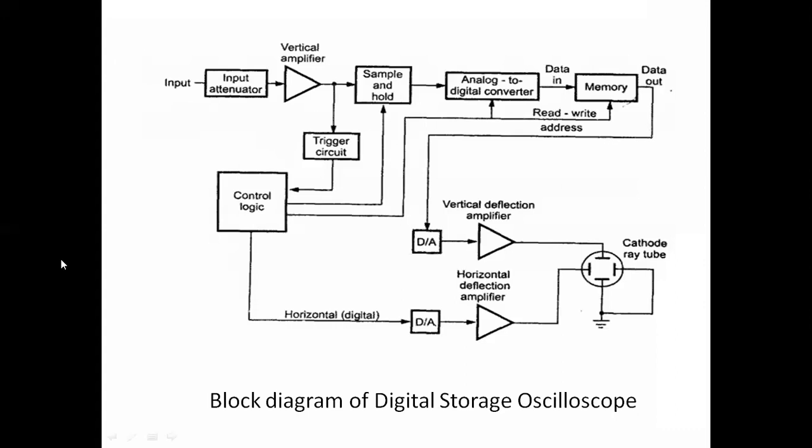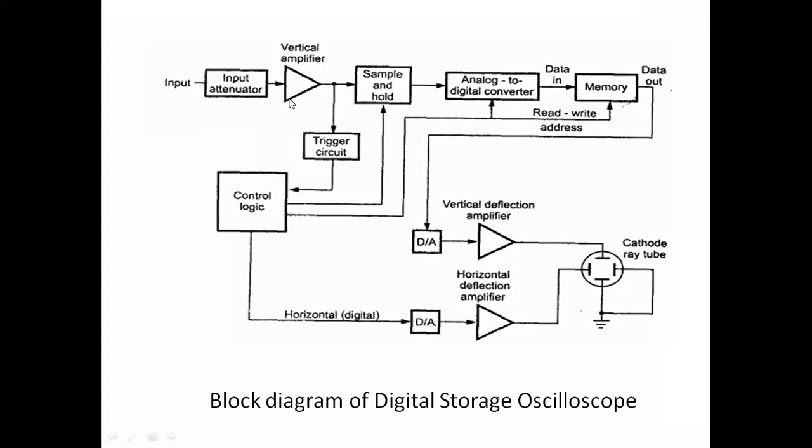So this is the actual block diagram of the digital storage oscilloscope. The previous one was the basic digital storage oscilloscope. So here we have the input and the input attenuator, which decreases the input signal, and that signal is applied to the vertical amplifier.